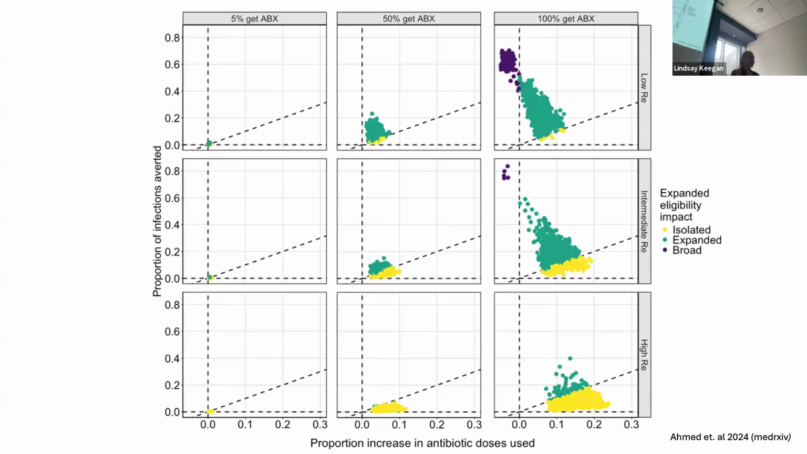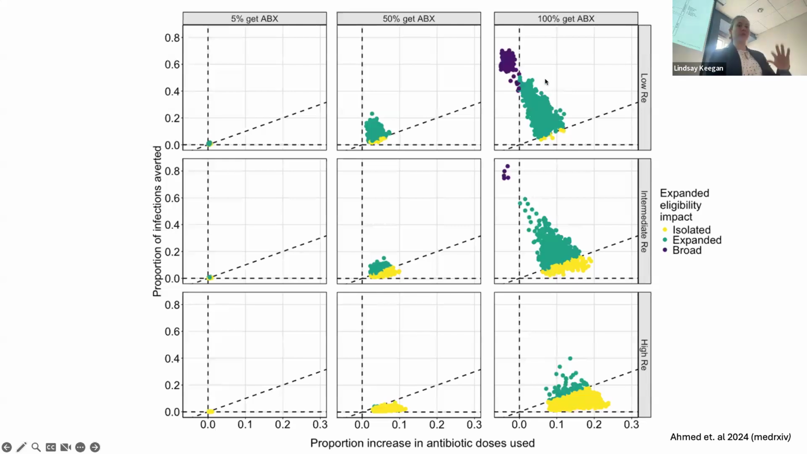And so what we see is that the x-axis is the proportion of infections averted, so cases averted, and the y-axis is the number of additional doses of antibiotics used. And so as you go this way higher, you're using more doses, and so more risk of antibiotic resistance.